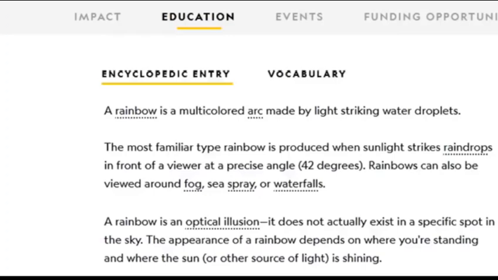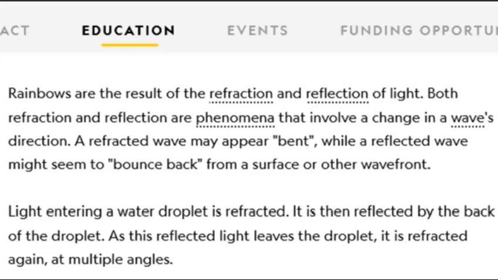A rainbow is an optical illusion. It does not actually exist in a specific spot in the sky. The appearance of a rainbow depends on where you are standing and where the sun or other source of light is shining. They go on to state that rainbows are the result of the refraction and reflection of light.